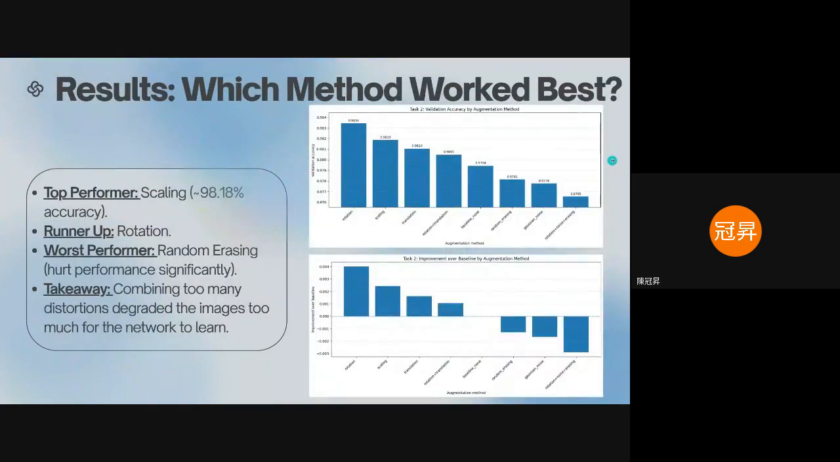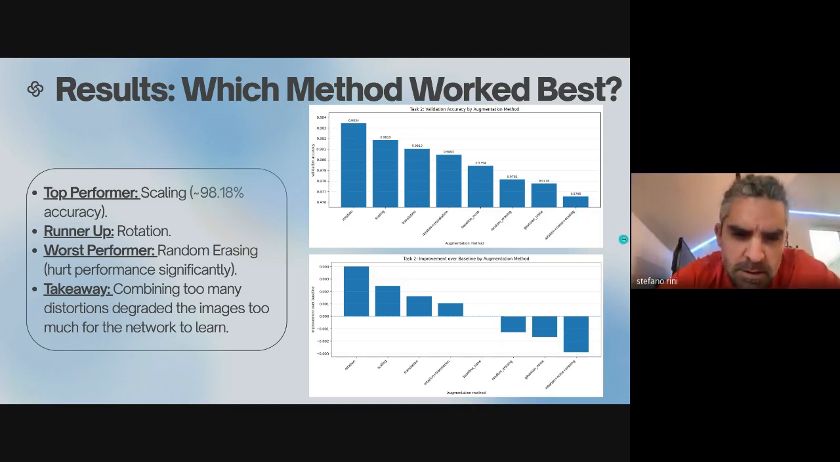Very good. So the results, here are the final validation results. As you can see from the table and the chart, the most effective augmentation was scaling, hitting 98.18 accuracy, closely followed by the rotation. Interestingly, we found that random erasing actually hurt our performance significantly, dropping us well below the baseline. It turned out that stacking too many distortions, like combining rotation, noise, and erasing all at once, degraded the image way too much for the network to extract meaningful features, resulting in the worst performance overall. Very nice.